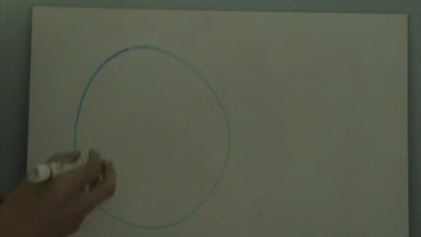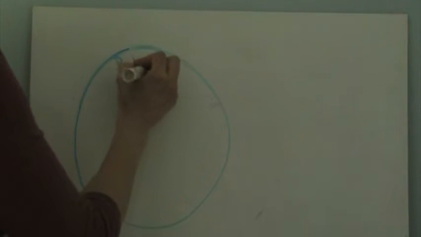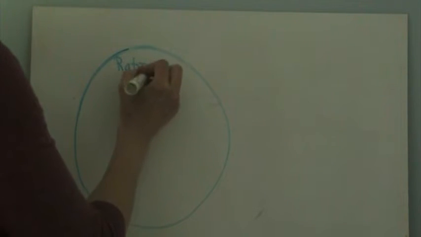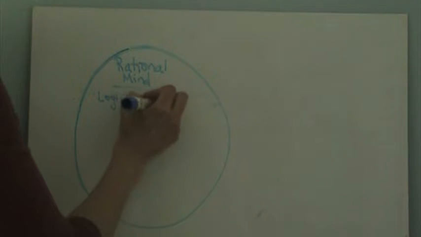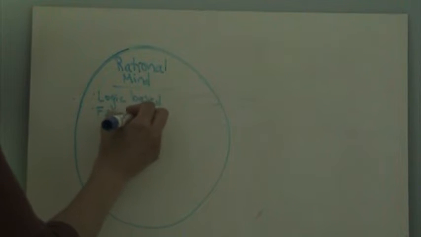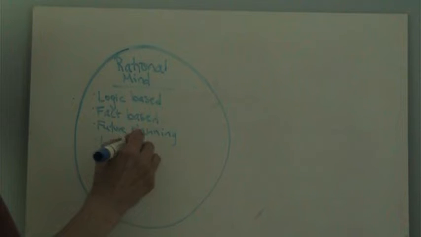Okay, so here we have, this circle represents the state of mind that we are calling rational mind. So rational mind is all logic-based. It's fact-based. And it helps us with future planning. And it helps us with learning skills.